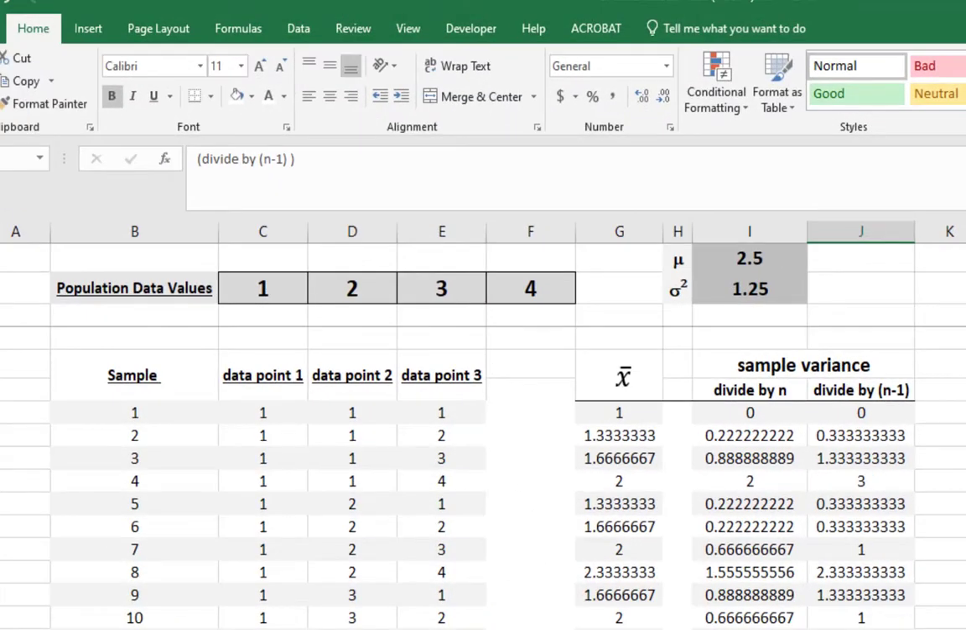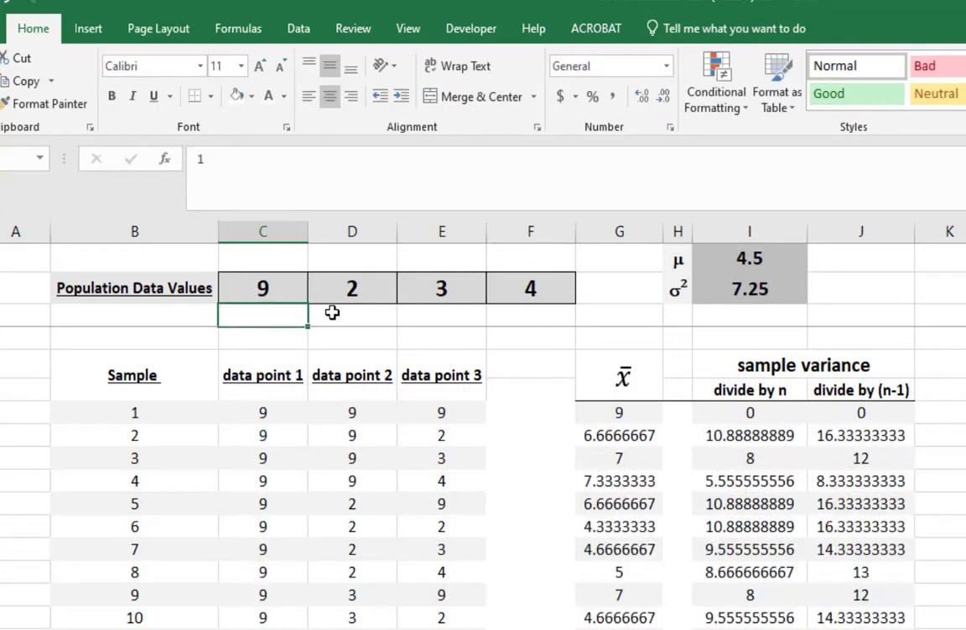Okay, so I've set this sheet up so that you can actually change your population if you want. So for example, I'm going to change this 1 to 9. Now if you do that, the entire sheet changes. Everything changes in the sheet. And it becomes a population of 9, 2, 3, and 4 with an average of 4.5 and a variance in the population of 7.25. So now, everything down here updates.